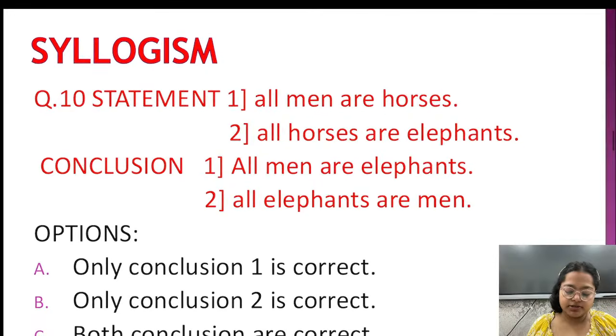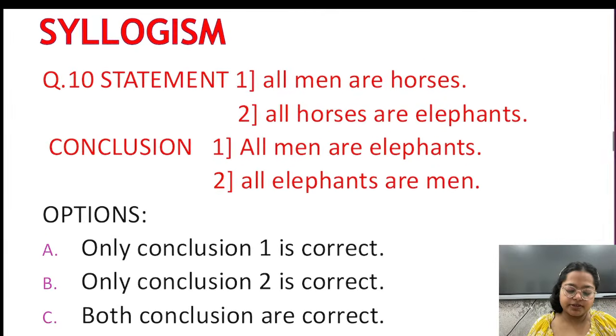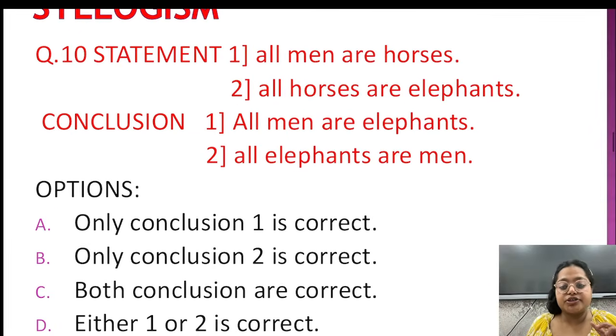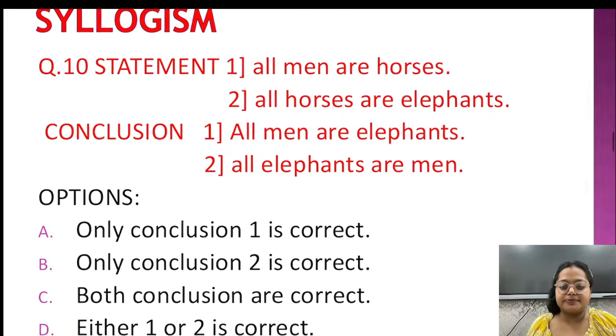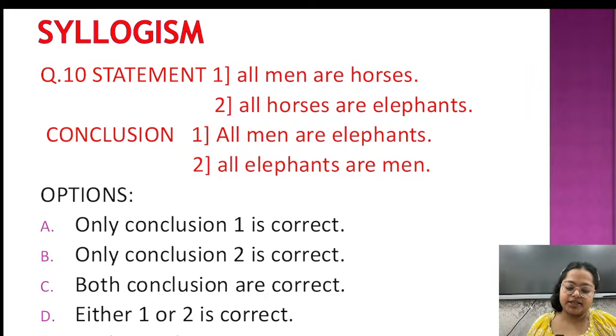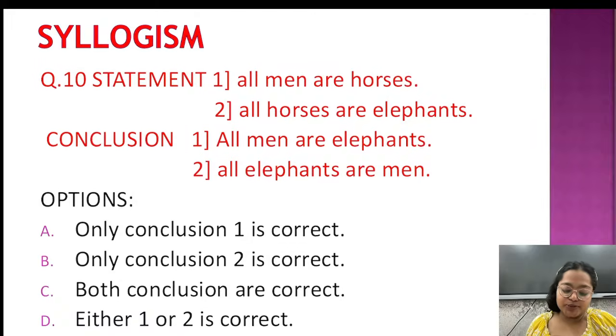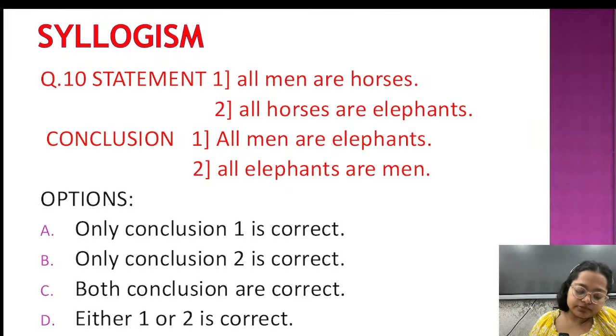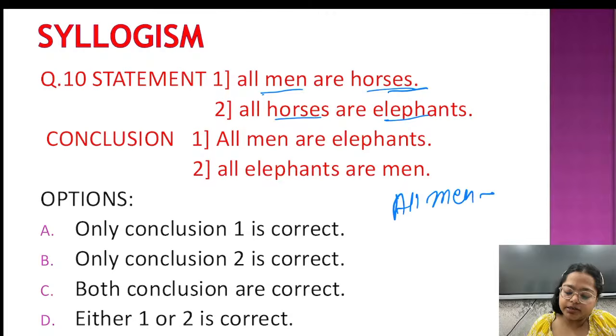Next, syllogism. One thing I make clear: we have to accept what is written in the statement. We should not apply our own logic, like how all men would become horses. If the statement says all men are horses, then all men are horses. Now let's see statement 1: all men are horses, all horses are elephants. Now the conclusion says all men are elephants. Obviously if all men are horses and all horses are elephants, then all men automatically become elephants.